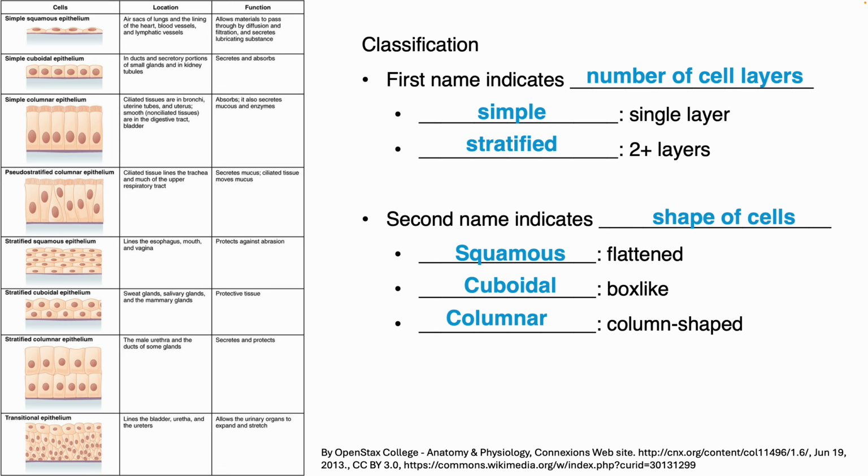There are modifications to this as well. So you can have transitional epithelium, which is going to have sort of a mixture of 2 different cell types. You can have pseudostratified, which is going to be a simple tissue that looks stratified. So we're going to go into each of these in detail, talk about where in the body you can find them and some of their functions.